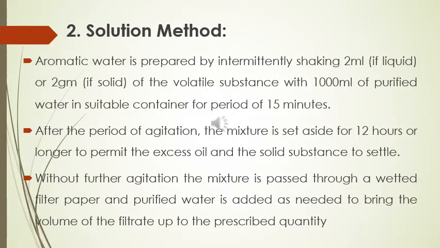The second method is a solution method. This method we use in our lab. In this case, the aromatic water is prepared by shaking 2 ml. Say if the aromatic volatile substance is a liquid, we have to take 2 ml, and if it is a solid, we have to take 2 grams.